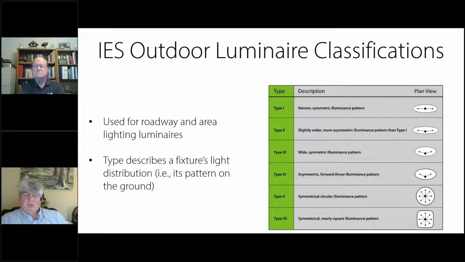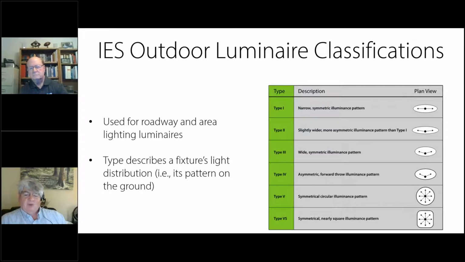Then we have the type 3, which pushes a little bit more light out to the front of the fixture, shortens up the sides a little bit, and is what you would call a middle of the road distribution. It's used in roadways, it's used in parking lots, it's used everywhere. It's probably our most popular distribution of all of them. We use this for everything.